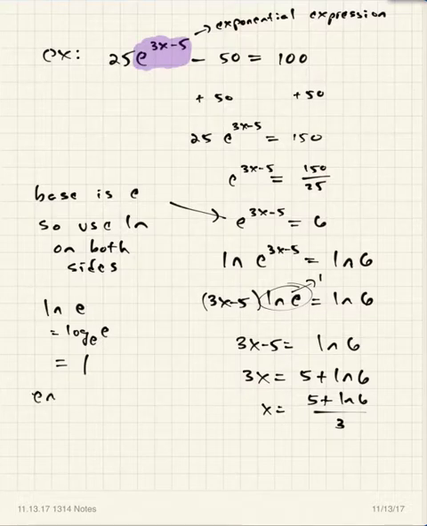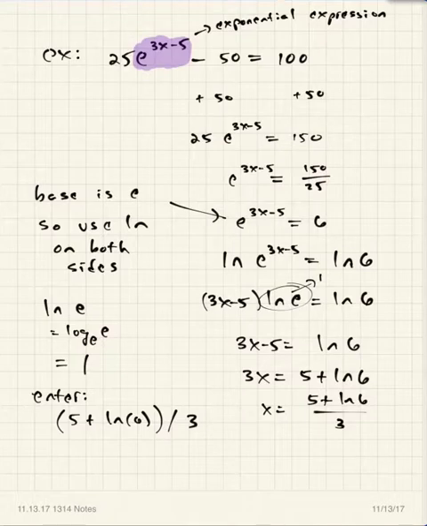And so on a calculator, the way we would enter that is we would put 5 plus natural log of 6 like that, and then we put all of that in parentheses, and then we divide by 3 like that. And so you have 5 plus natural log of 6. I'm going to enter that in there. And then we're going to divide that by 3. And so I get x to be approximately 2.2639. That's my approximate solution there, my decimal solution to 4 decimal places.